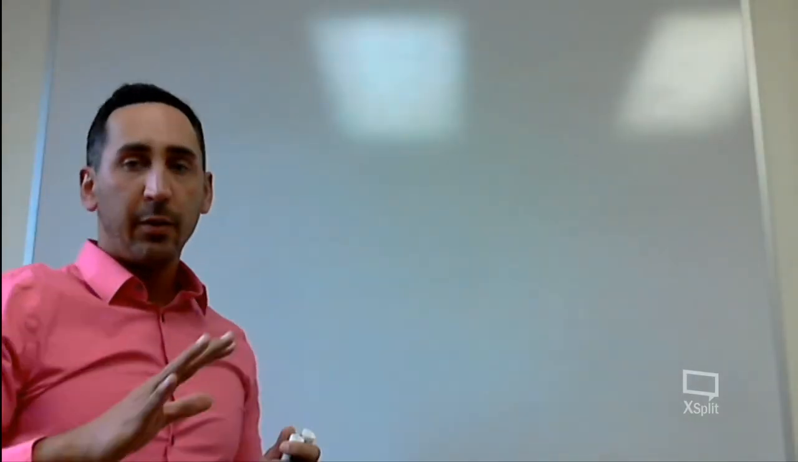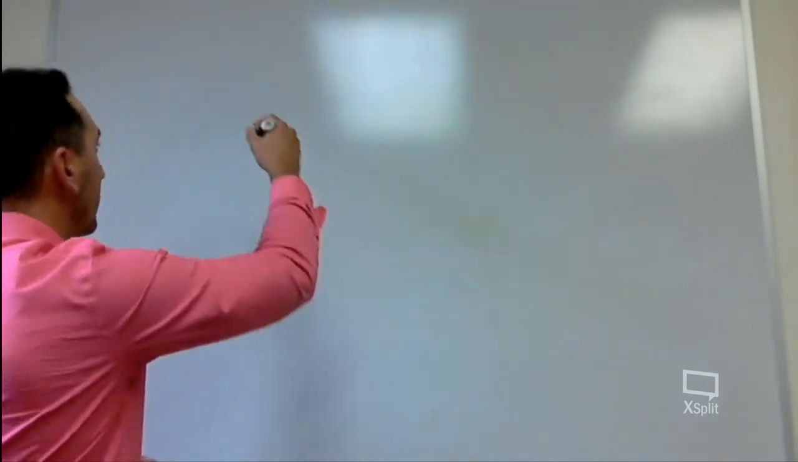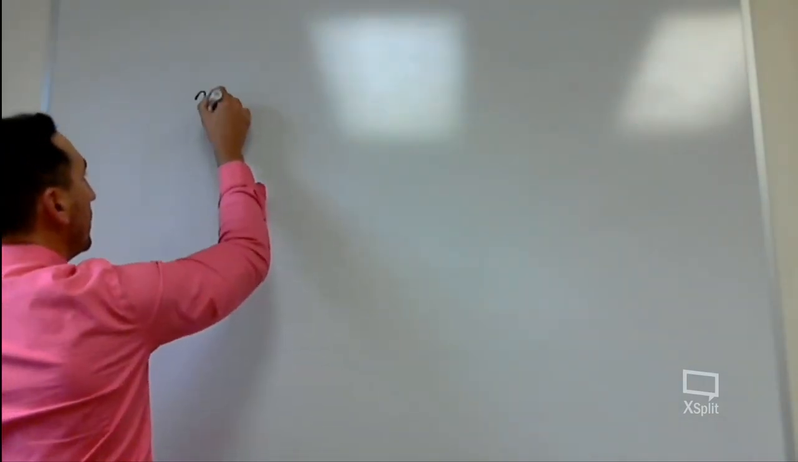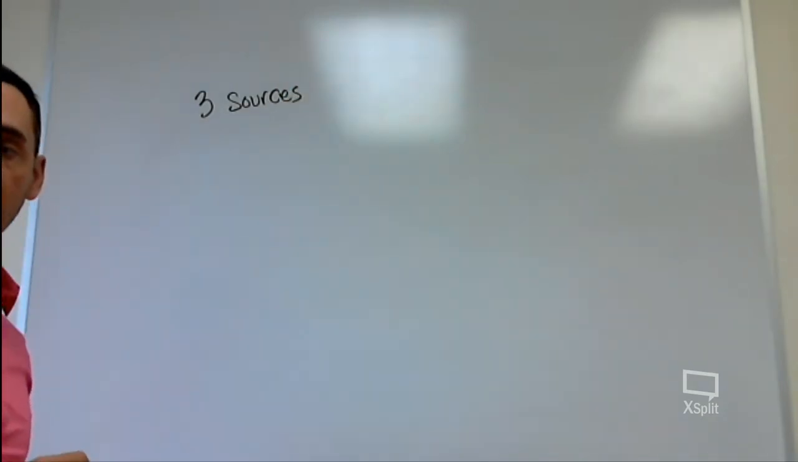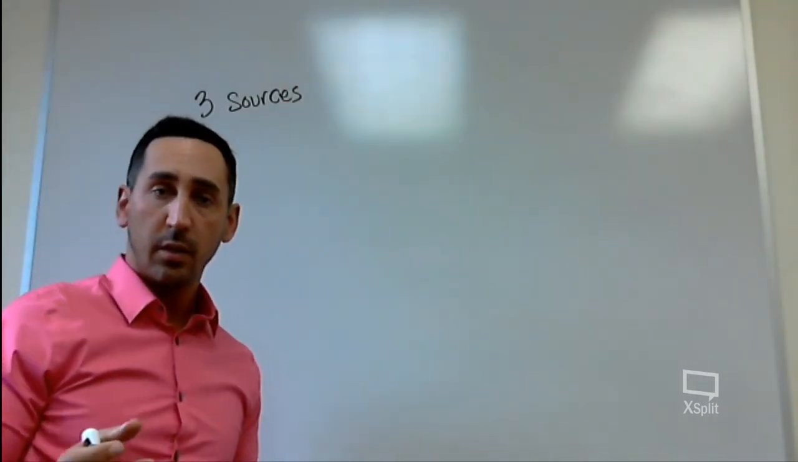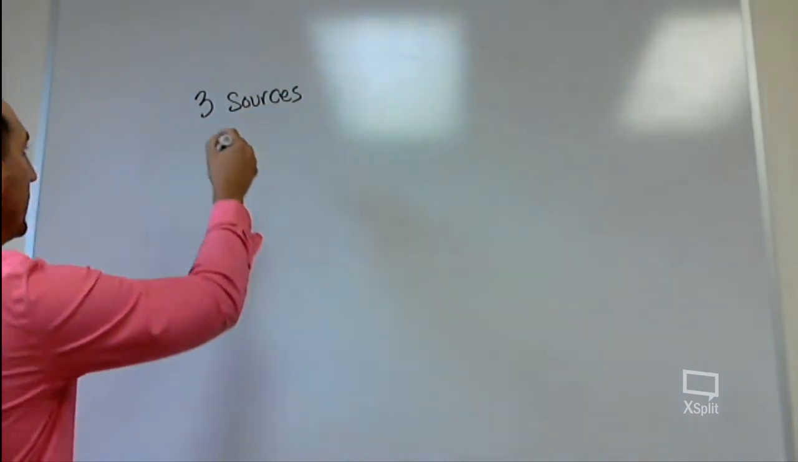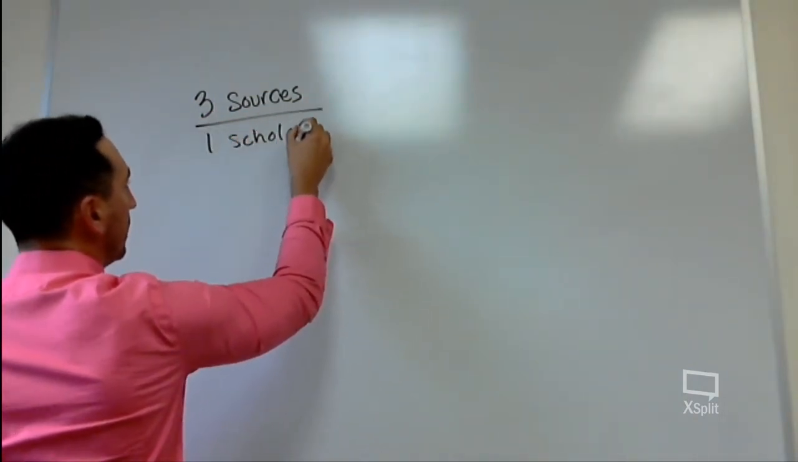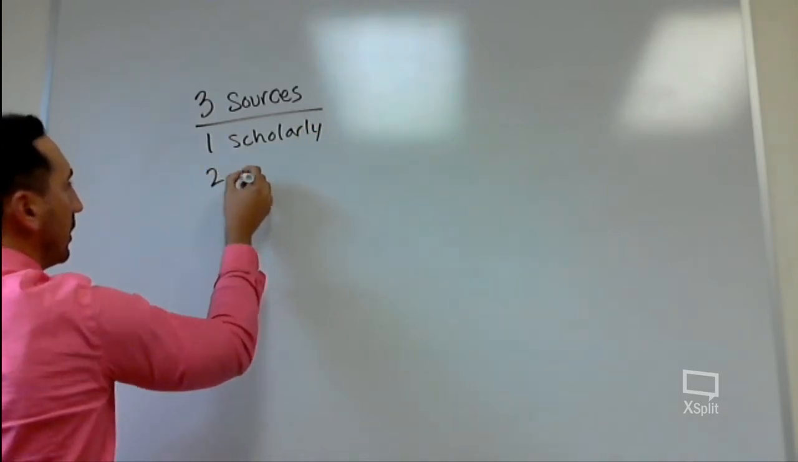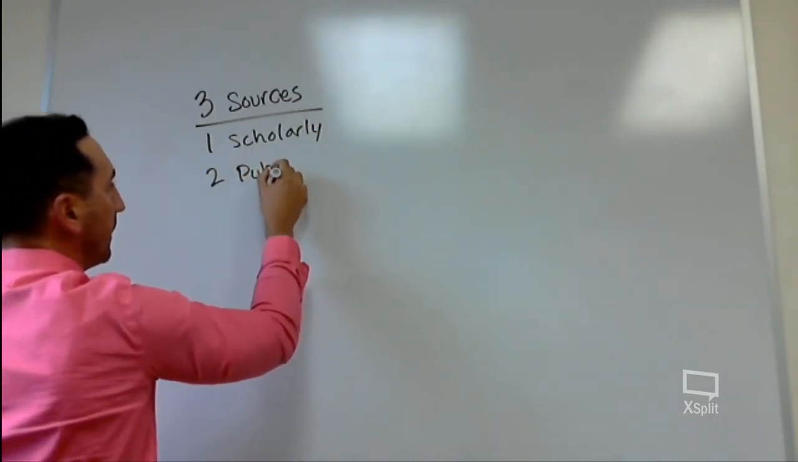Okay, so here's my board. Now, the thing that I want to communicate here is what are we looking for as far as sources go. If you look at your guidelines that we talked about the last time we met, you need resources. So what I usually require, and what I'm requiring this time, is those three need to be: one, scholarly; two, published.